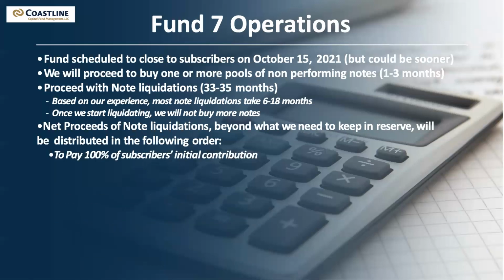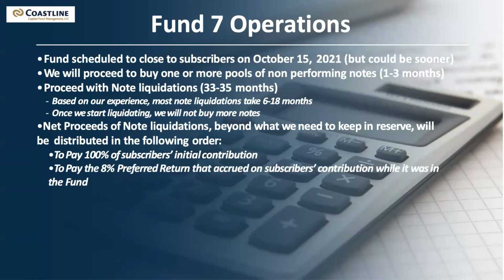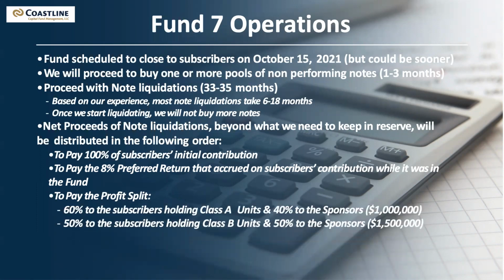The first set of distributions go towards subscribers' initial contribution until they get 100% of what they put in back. While their money was in the fund, it was accruing an 8% preferred return. That's what the next set of net proceeds will go to, is paying that 8% back. After that, then we go to the profit split. Profit split is 60-40, 60% to the subscribers and 40% to us for Class A, and 50-50 for Class B.